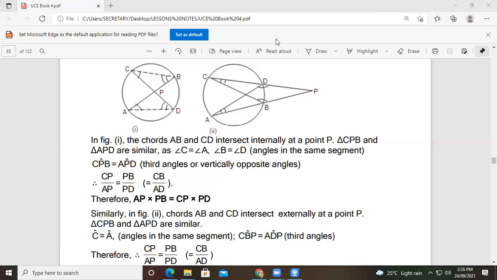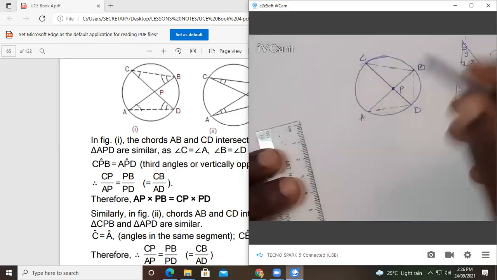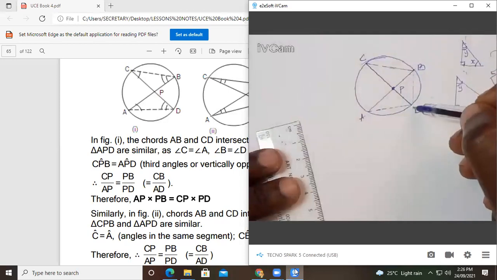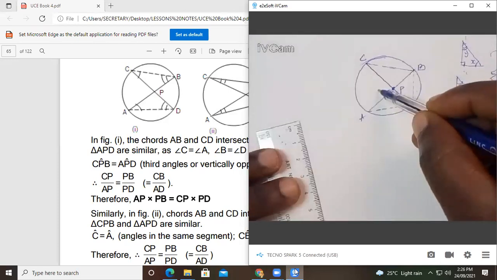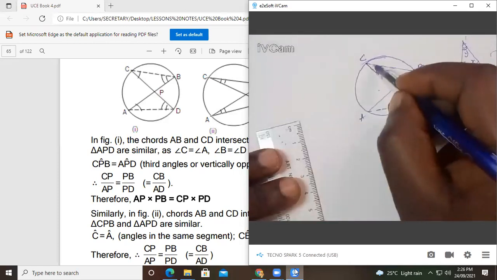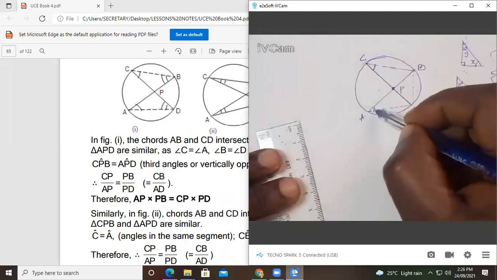Suppose you want to see that, if we draw a dotted line here from B to D, you see that this line will create two segments, this segment and this segment. So it means that the angle which is here shall be equal to this angle. That's what they are saying.